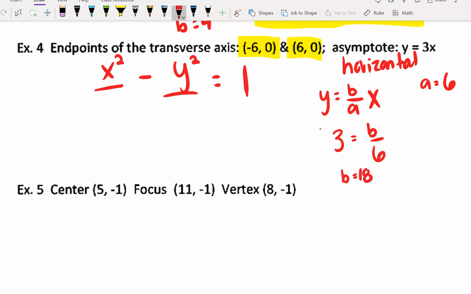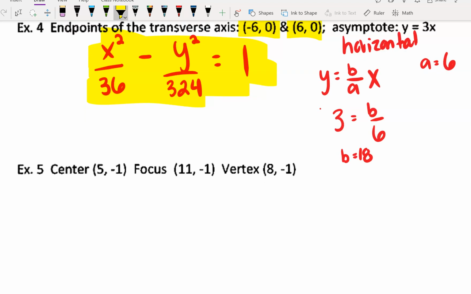So if b is 18, well, actually we'll just start with a. A is 6, so 6 squared is 36. B is 18, 18 squared is 324, there we go. 324. And we're done.